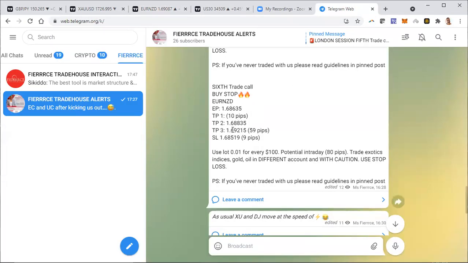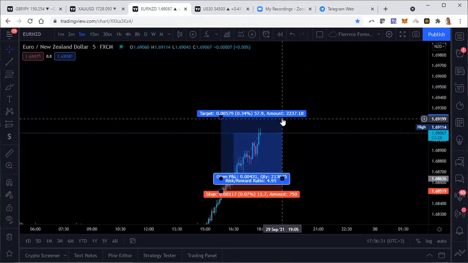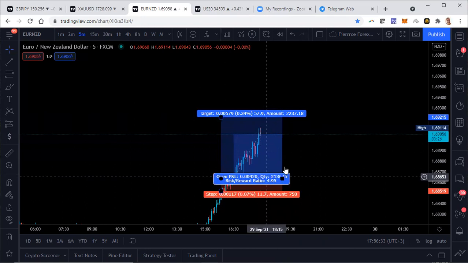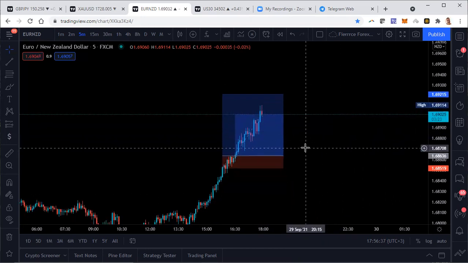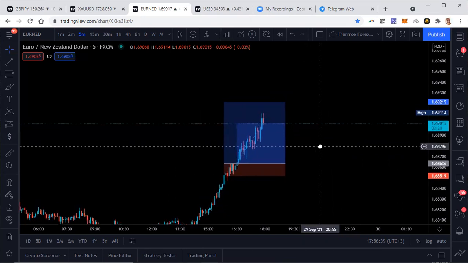TP1 was 10 pips, so obviously we've done 10 pips already. TP2 was 20 pips away from the entry, and then TP3 is 59 pips. So we are not yet at TP3, but we are almost there. We are still making our way towards it.